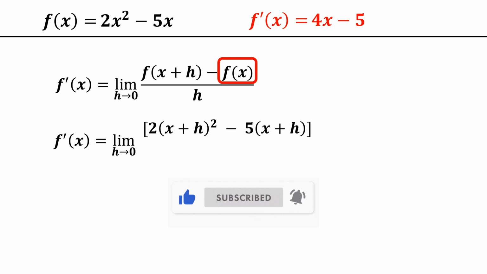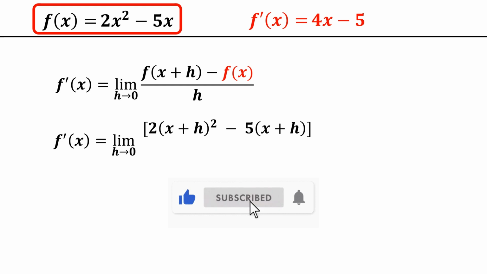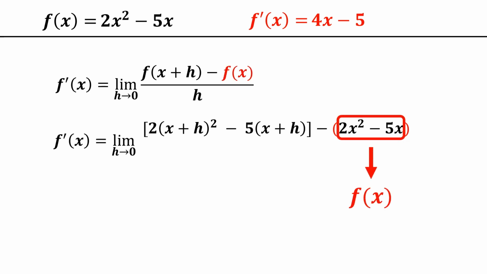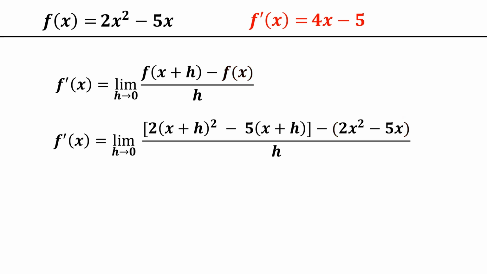Now, for this f(x), it simply represents our function, which is 2x² − 5x, so we just copy this expression back into the formula. But what I would like to mention here is that we enclose the expression in brackets. It is important to use brackets because in this case, we treat the expression 2x² − 5x as a single unit representing the function f(x). And we have finished plugging f(x + h) and f(x) into the formula.